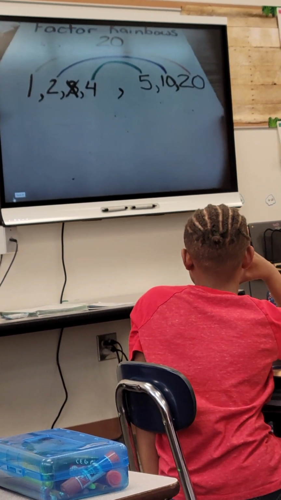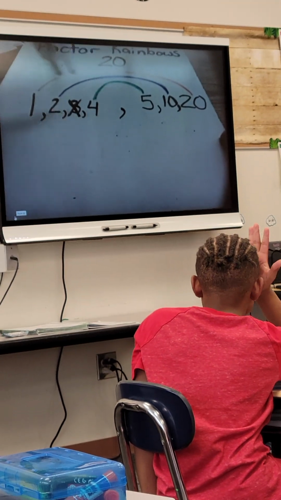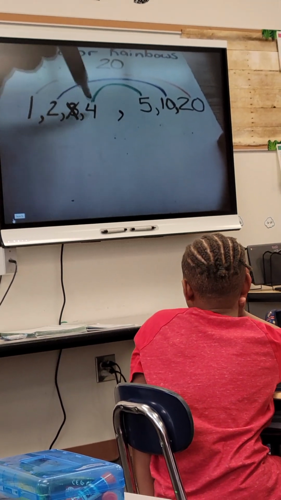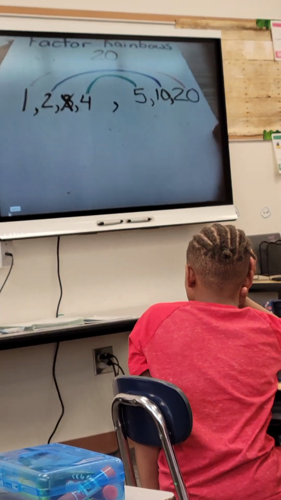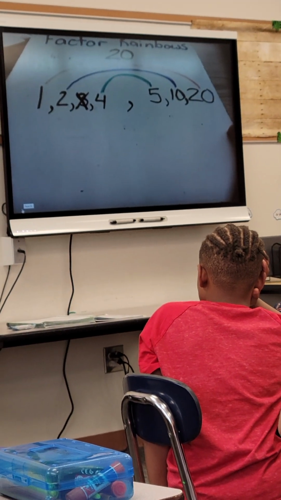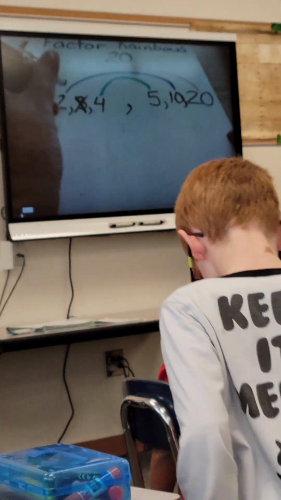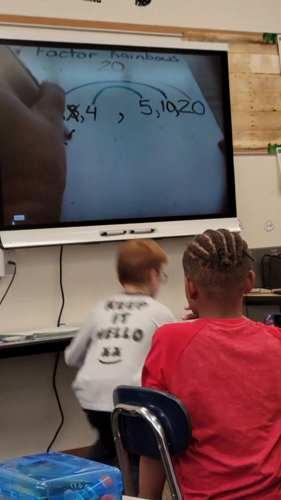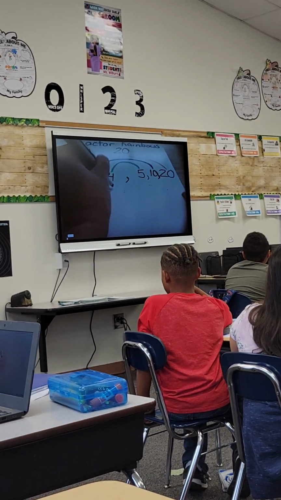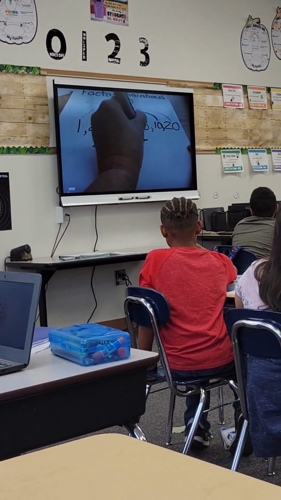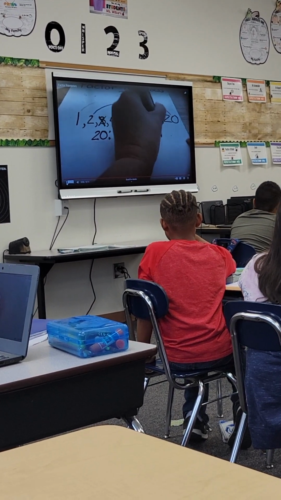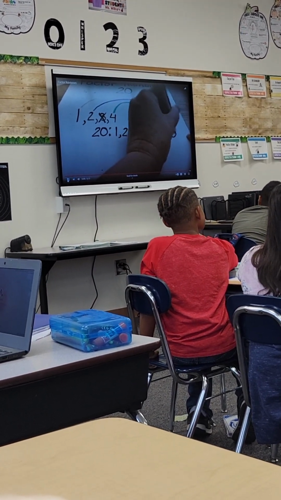It's time to stop because when I start on the left and I do my counting numbers, 1, 2, 3, 4, 5 would be the next number. And look, there it is already there. So I'm not going to write it another time. So now I've found that all of the factors of 20 are 1, 2, 4, 5, 10, and 20.